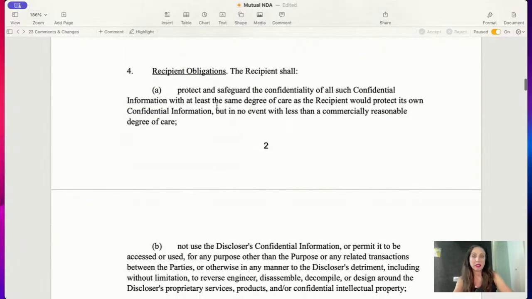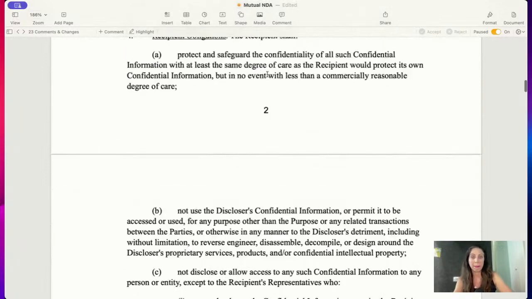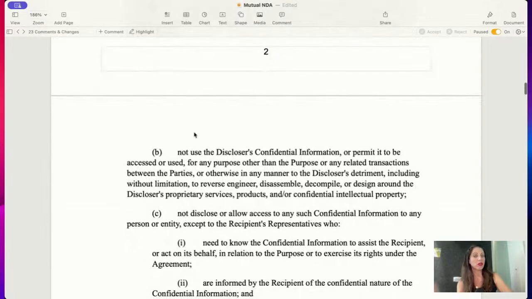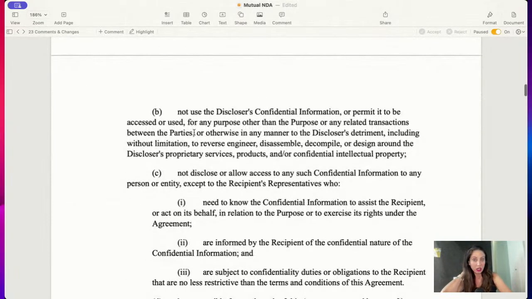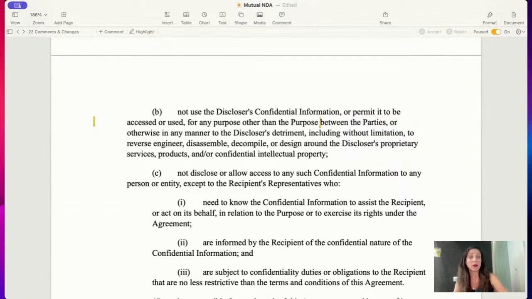The obligations of the recipient: protect and safeguard, but no less reasonable care. Okay, so there's no specific standard. Not use or disclose confidential information, or permit it to be accessed for any purpose other than the purpose, or any related transactions. No, for the purpose and the purpose only. I don't want any other related transactions. I don't know how they're going to interpret that or what they mean by that. So I'm going to take that out. That does not belong there. Between the parties or otherwise in any manner to the discloser's detriment. No reverse engineering, decompiling, disassembling.